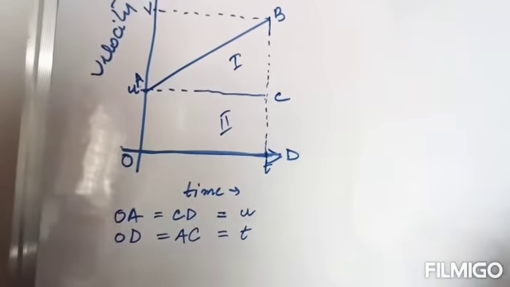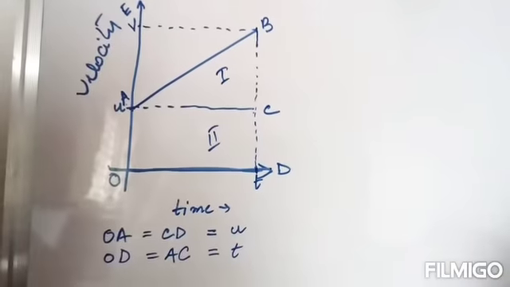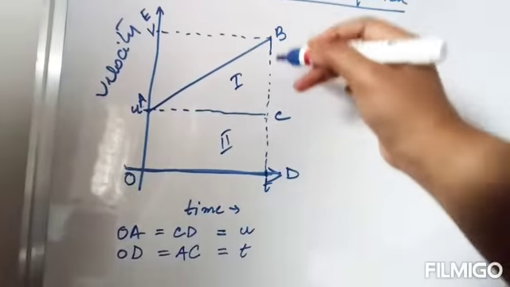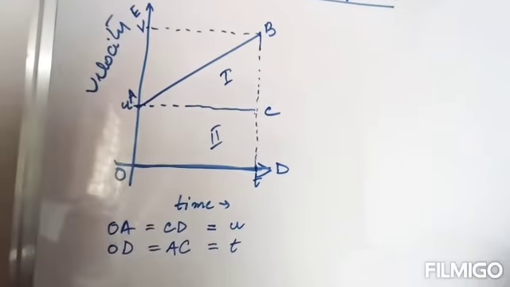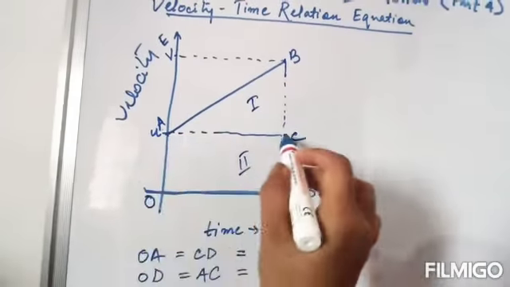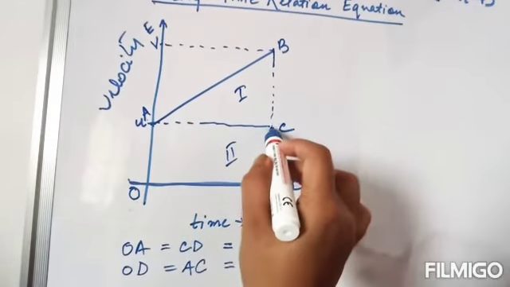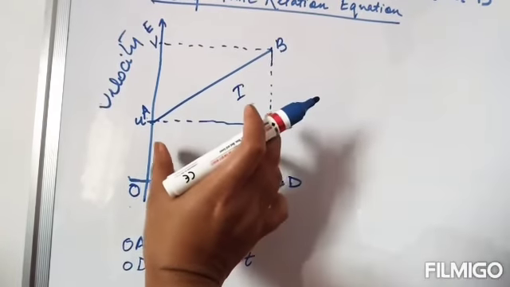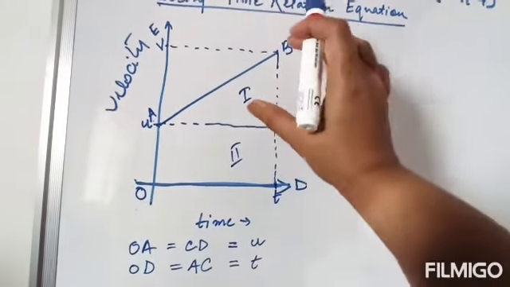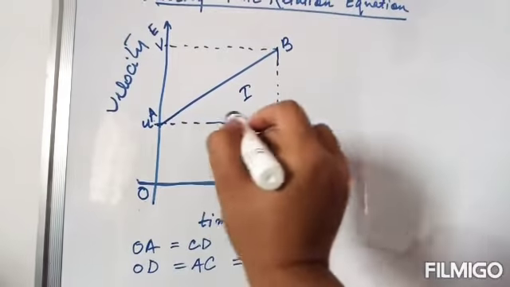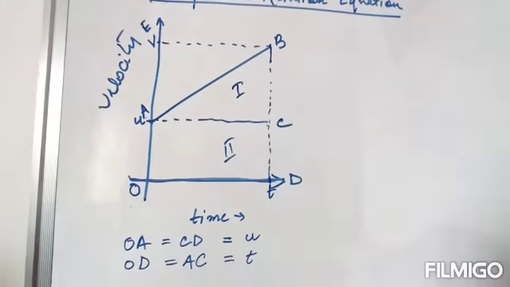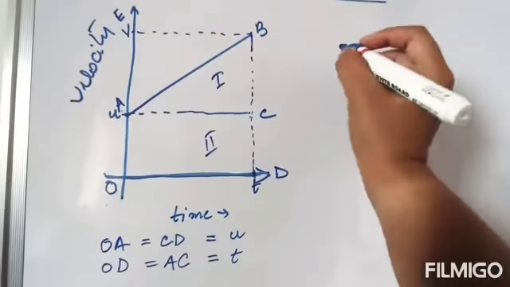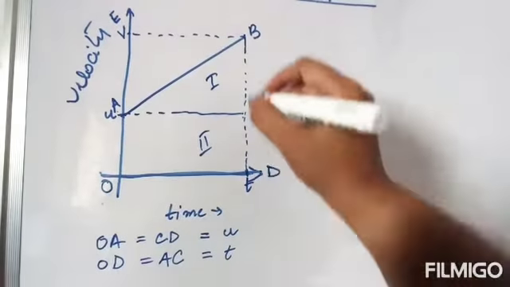Now let's start with this one. We know this length, this length, this length, this length, so we can find the area of the rectangle. Now what about the triangle? We know the base, but we do not know the height, correct? So we have to find this.